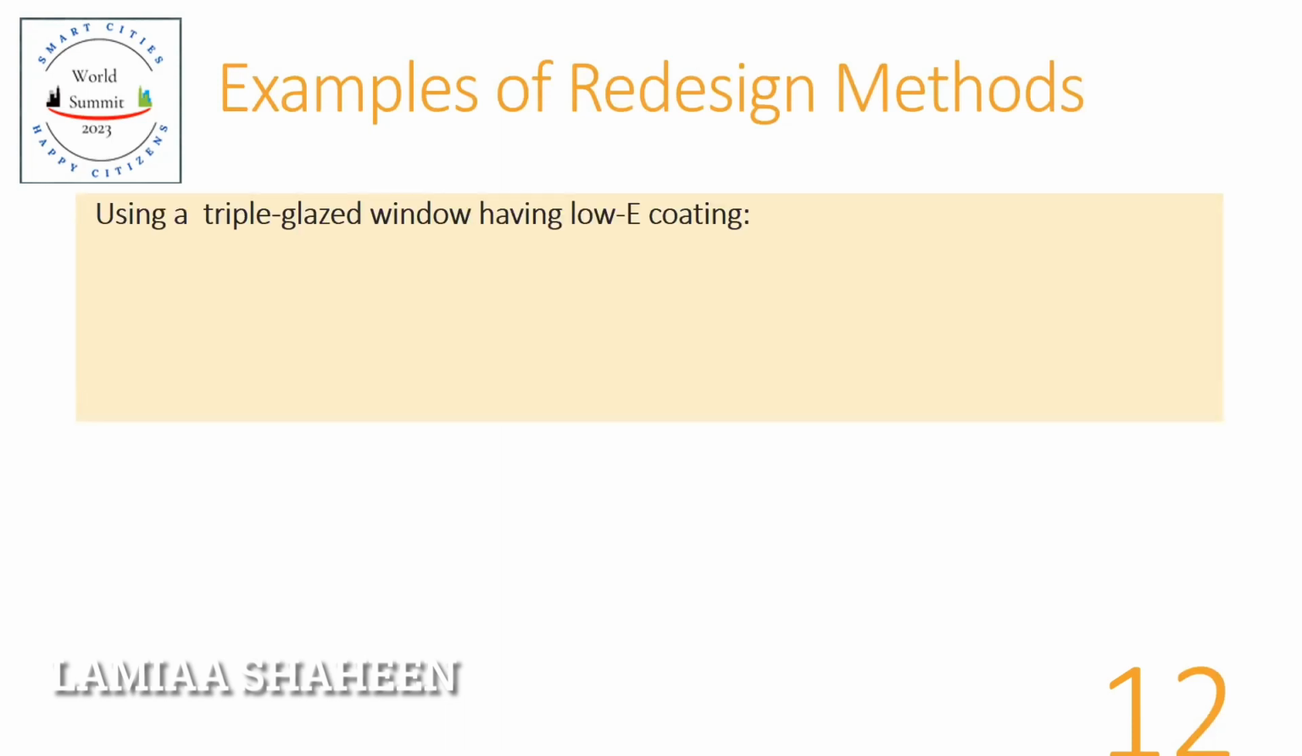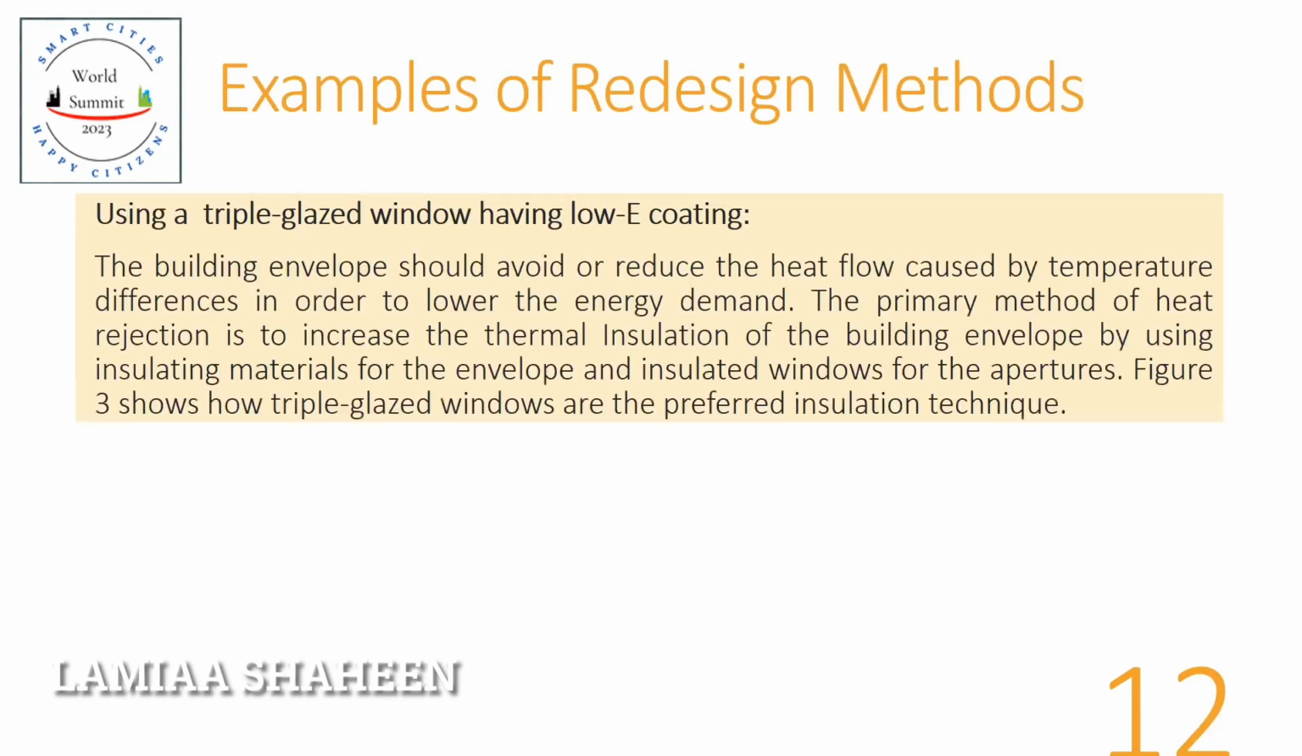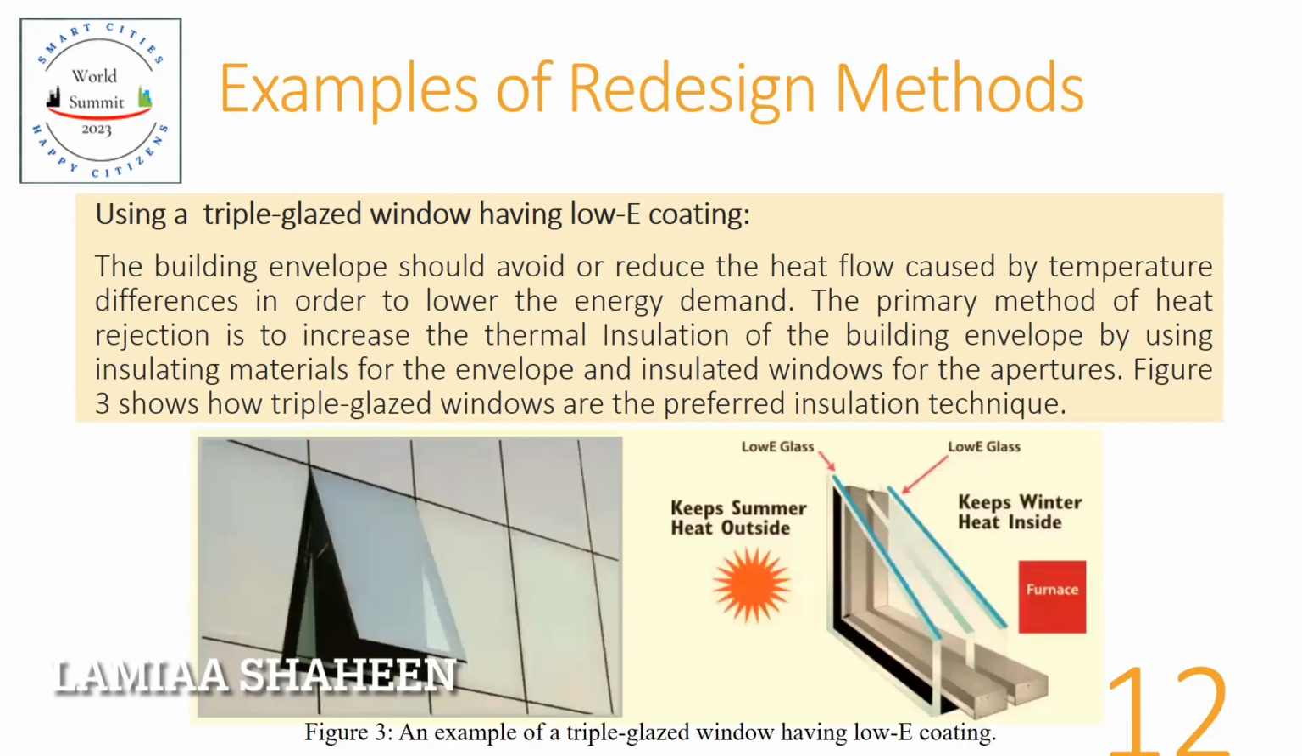First one, using a triple glazed window having low-E coating. Like shown in figure number 3, they are using a window, and this window contains a triple glazed window having low-E coating, which keeps winter heat inside and keeps summer heat outside.